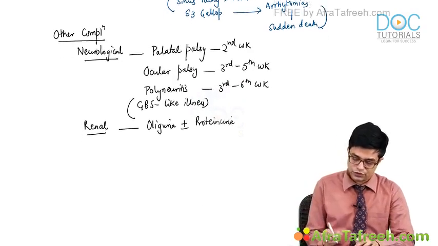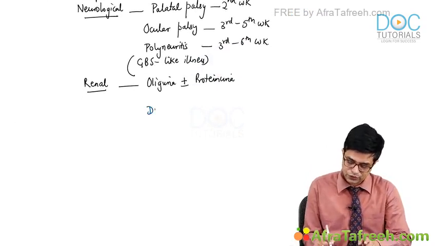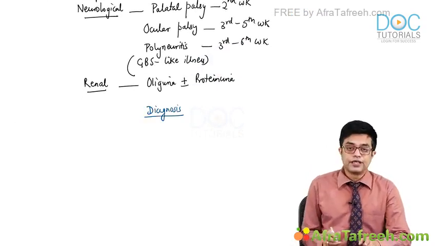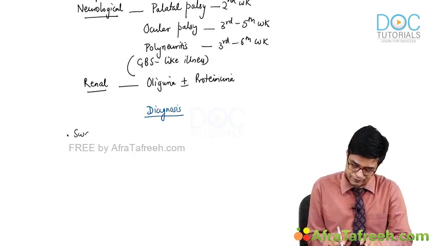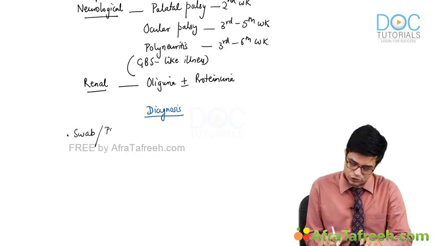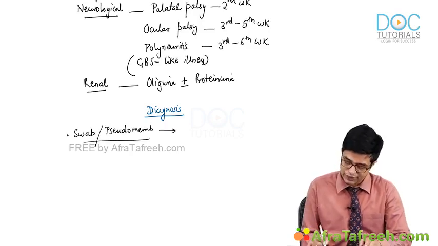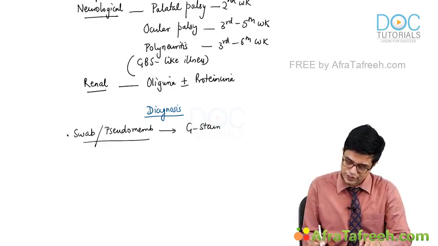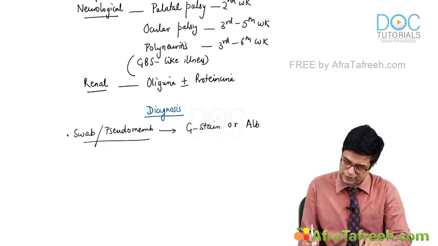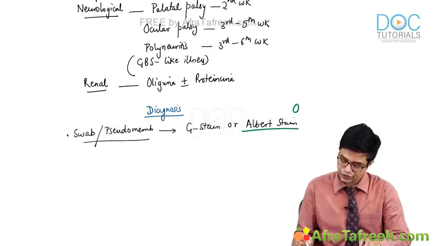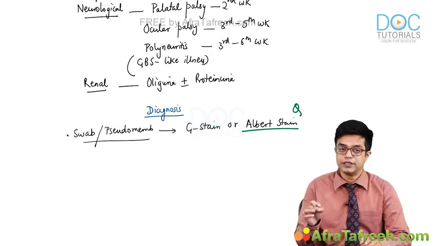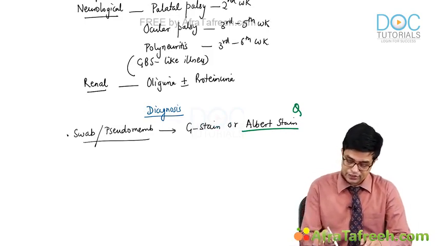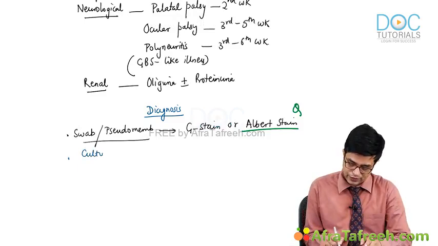Now, coming to the diagnosis of diphtheria. How do you diagnose? You can take a swab or you can take pseudomembrane and subject it to gram staining or a special stain known as Albert stain. So, if an MCQ asks you Albert stain is used for which organism? It is used for Corynebacterium diphtheriae, and culture is considered to be the gold standard investigation.